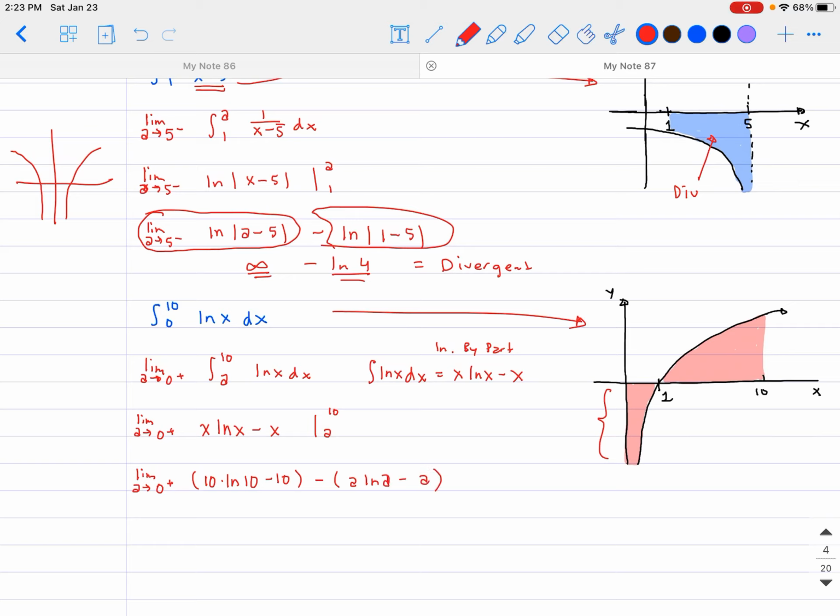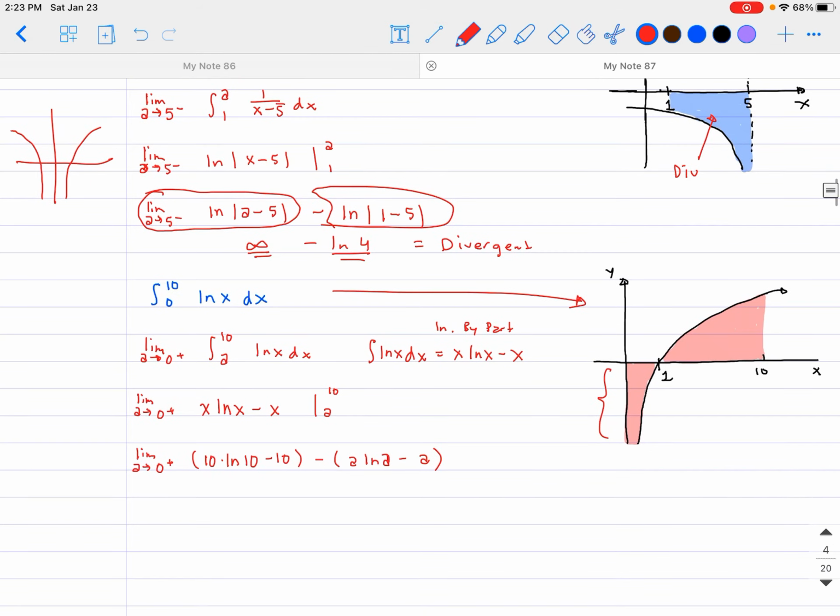All right, so that definitely does look kind of nasty. So we're going to have to clean that up a little bit if possible. In this case right here, let me split this into 3 parts. The first part, that's fine. That's just a numerical value, so we'll just go ahead and leave that alone. So 10 times ln of 10 minus 10.